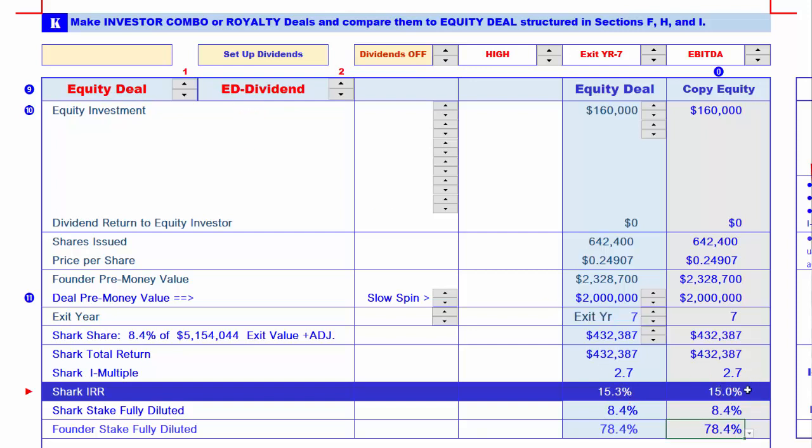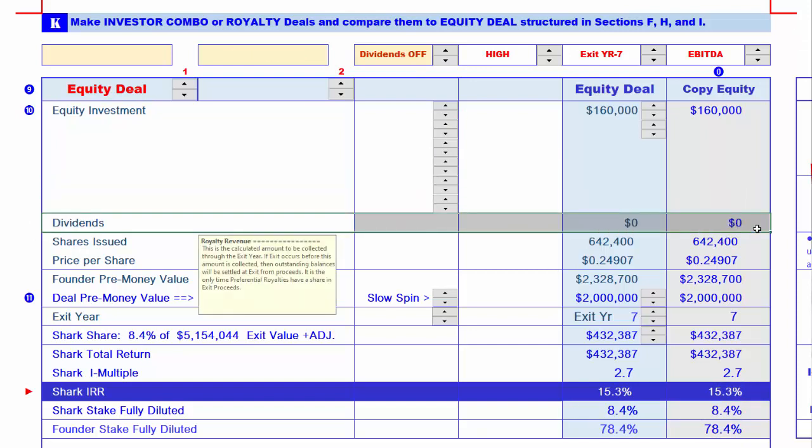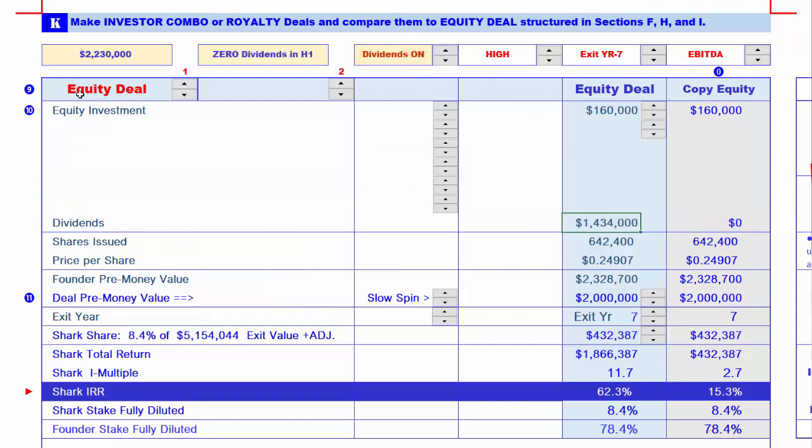And we got to change this too. Sorry. All right. What we have here is we're looking at dividends. When we have them off, we don't see any dividends. If you happen to see them and you're still working the equity deal, make sure you turn those dividends off. Okay? All right, so that's basically what we got.